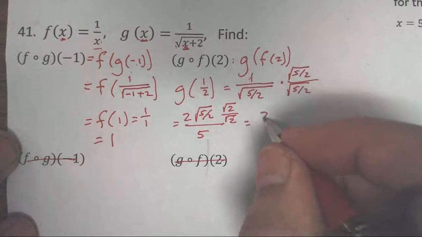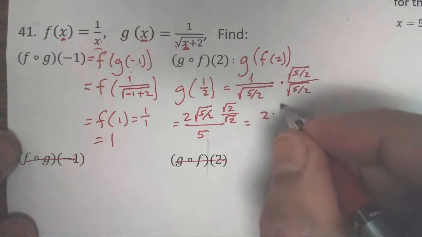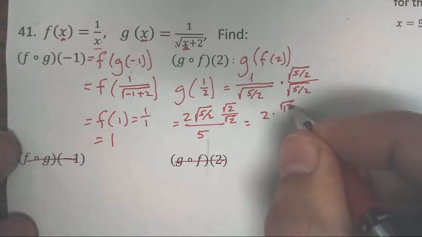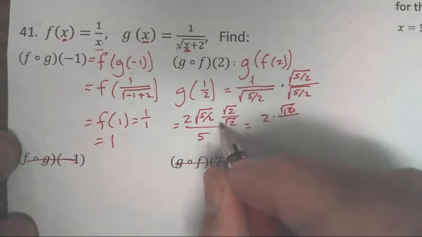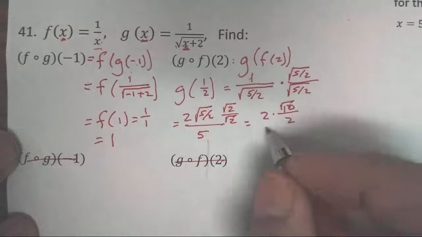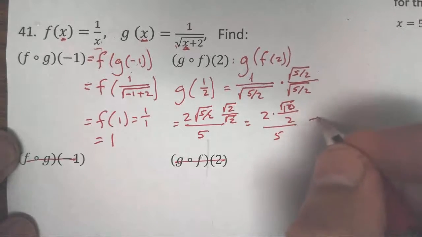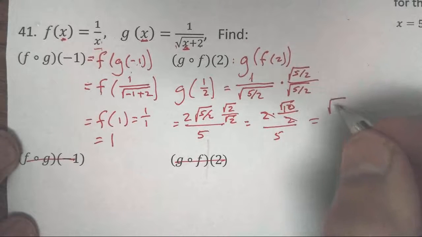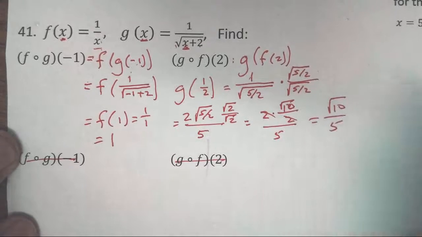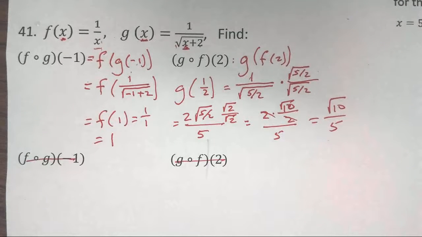So I get 2 times square root of 10 over square root of 2 times square root of 2, 2, all over 5. Well, that's nice. I end up with just plain old square root of 10 over 5. Okay. A little clumsy, but process not too bad.